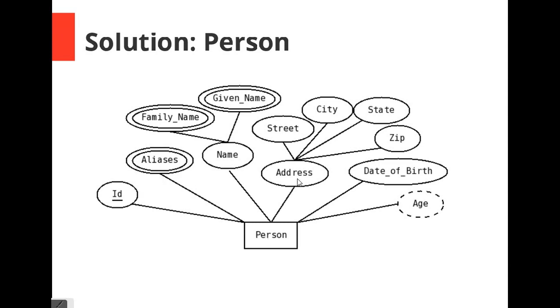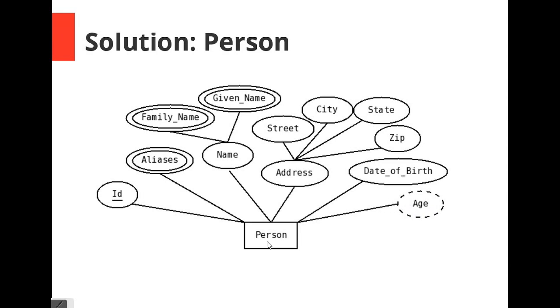Now the address is also a composite attribute made out of the street address, the city, the state, and the zip. All these are the different meaningful parts of the address. And we also have the date of birth, which is a simple attribute. And we have the age, which is a derived attribute, showing that it can be calculated from another attribute, which is the date of birth in this case.